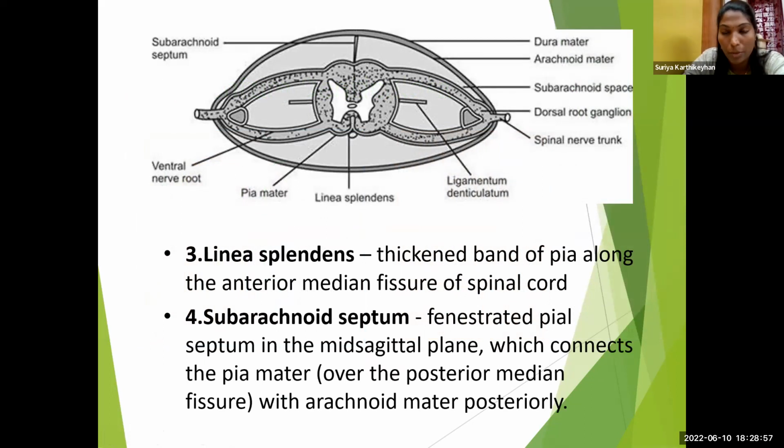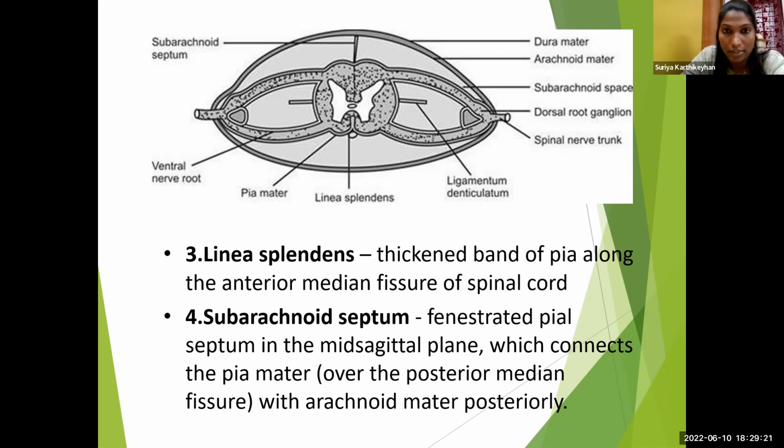Coming to the third modification. We have 4 modifications of pia mater. First, we have seen the filum terminale, an extension from the lower end of the spinal cord up to the coccyx. Second, we have seen the ligamentum denticulata or denticulate ligament. Third modification is linea splendens, and fourth modification is the subarachnoid system.